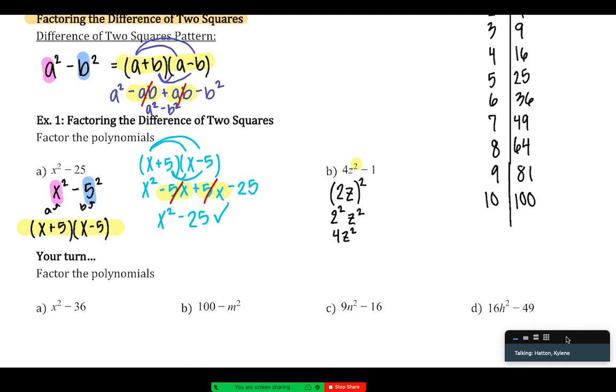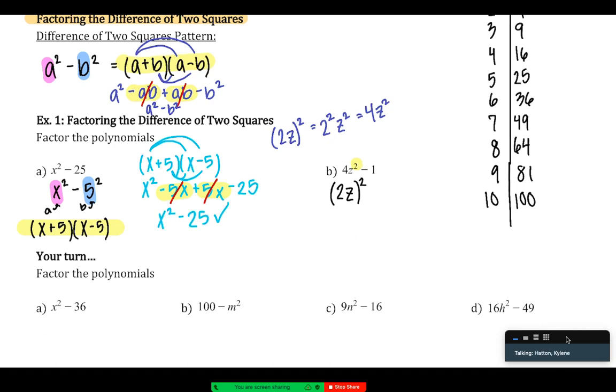I'm just going to move this to the side in case anybody prefers to have it as a note for themselves. Oh, I can't move it. I'm just going to rewrite it up here then. So (2z) squared is 2 squared times z squared, because that squared goes to both, and then 2 squared is 4, and z squared just stays the same.